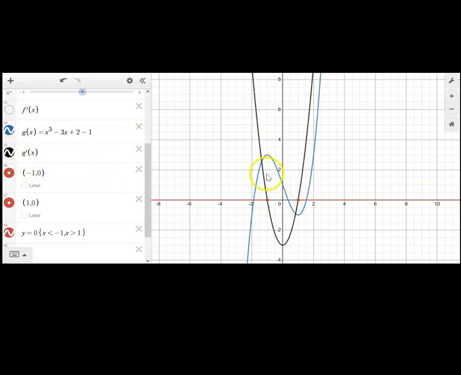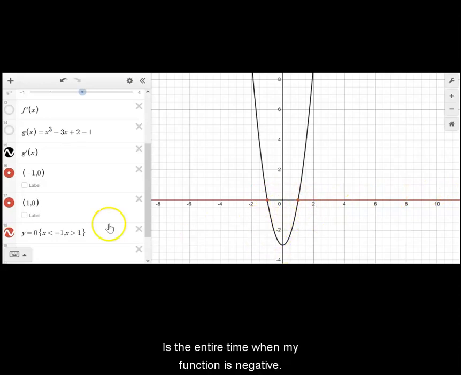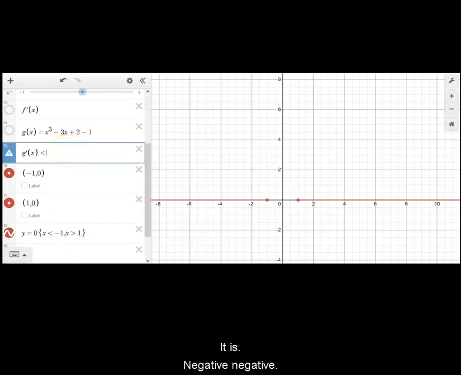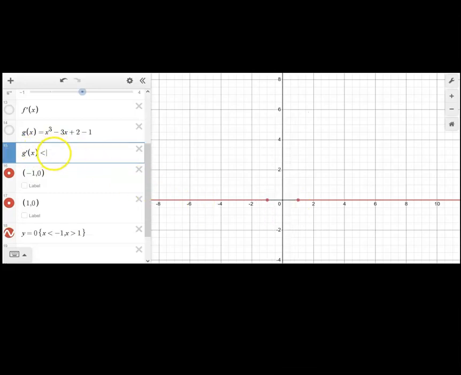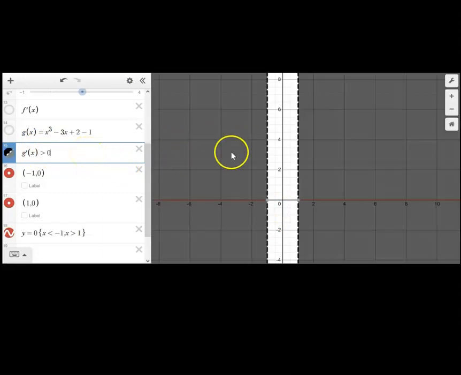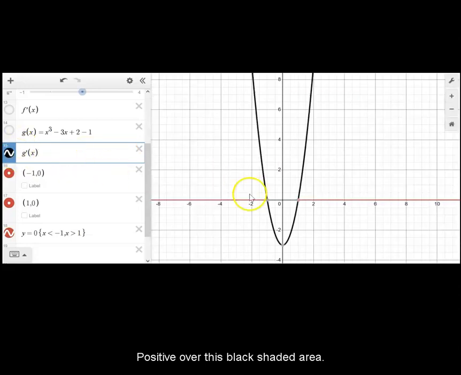From here, my derivative, this black function, is positive starting from here forward, and in between those 2 points is the entire time when my function is negative, right? So this is when it is negative. It's negative over this interval. And this is when it's positive. It's positive over this black shaded area, which is true once I put the function back.